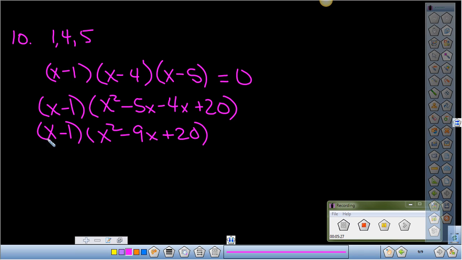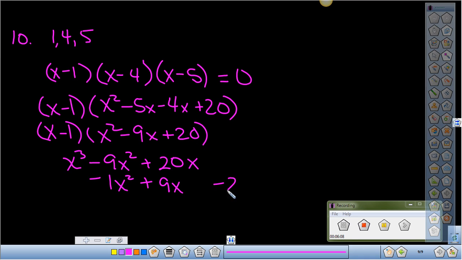And I'm going to do that by starting with the x and distributing it down the line. So when I do so, I get x times x squared, which is x cubed. X times negative 9x is negative 9x squared. X times 20 is positive 20x. Next, I'm going to move over to the negative 1 and do the same thing. Negative 1 times x squared is negative 1x squared. And again, you'll notice I'm doing this vertically because it's just easier to simplify in the end. A negative 1 times a negative 9x is a positive 9x. And a negative 1 times a 20 is a minus 20.